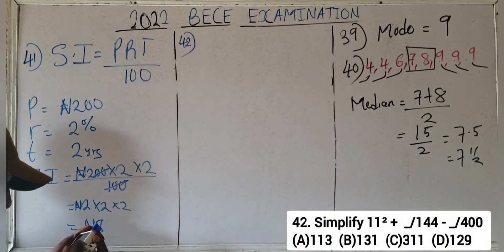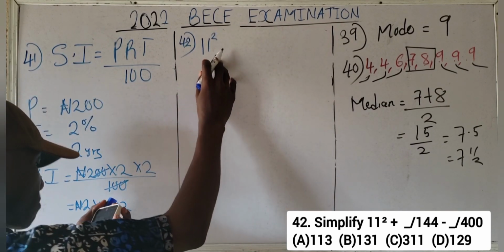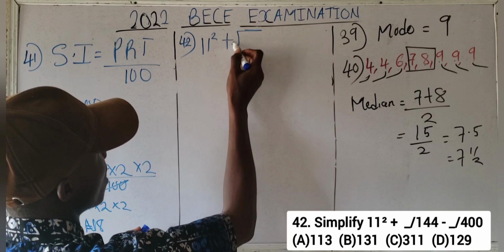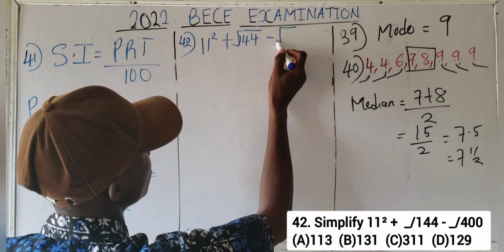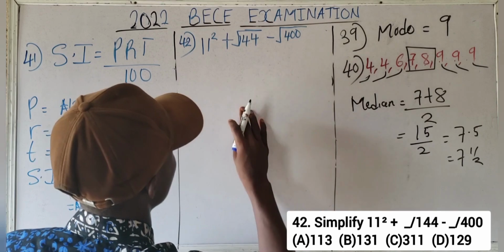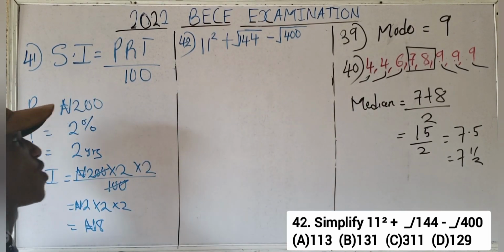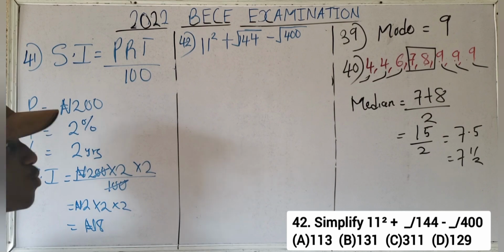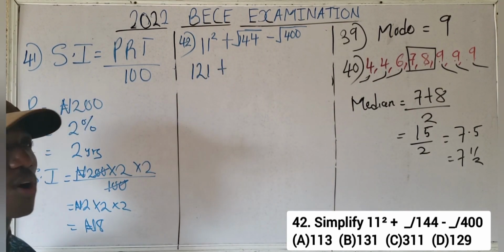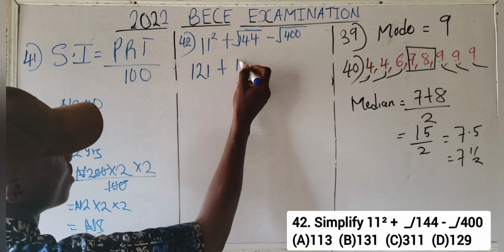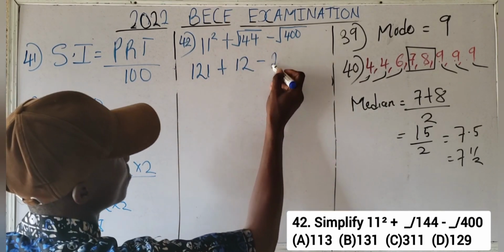For question 42, we are asked to simplify 11 squared plus the square root of 144 minus square root of 400. Now, 11 squared is what? 121. Plus square root of 144 is 12. So I'm going to have plus 12. Minus square root of 400 is 20. So I'm going to have minus 20.